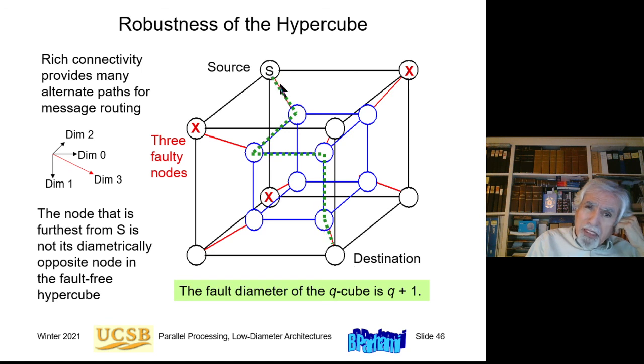In this case, you see that the diameter has increased from 4 to 5, and we call that the fault diameter of a particular network. So the fault diameter of the q-dimensional hypercube is q plus 1, where fault diameter means the diameter under worst case q minus 1 node faults.